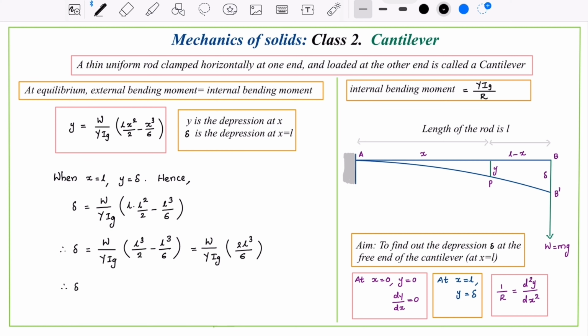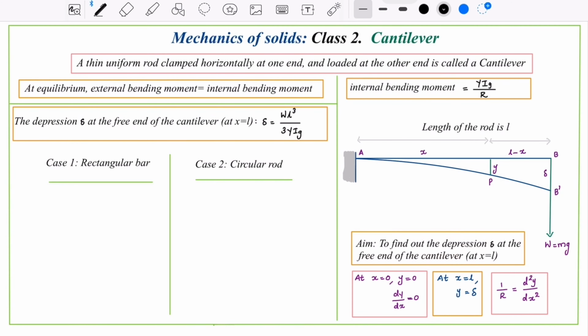Or delta, the depression at the free end of the cantilever, is WL cube divided by 3YIg, where Y is the Young's modulus, Ig is the geometric moment of inertia, W is the weight, L is the length of the rod, and delta is the depression at the free end of the cantilever. The expression is WL cube divided by 3YIg. The depression delta at the free end of the cantilever is WL cube divided by 3YIg.